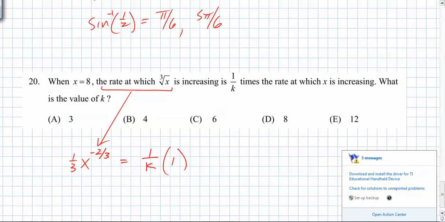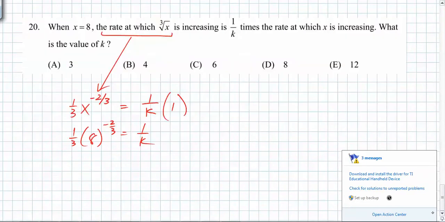Times 1. Yeah. And it's when you plug 8 into there. So we do 1/3 times 8 to the negative 2/3 is equal to 1 over k. This is a great question. Really like this one. What's 2 to the negative 4? So it's 1/3 times 2 to the negative 4. What? 2 to the negative 2. Yes, you said 2 to the negative 4. I was saying the answer and it all at once. So what's k equal to?